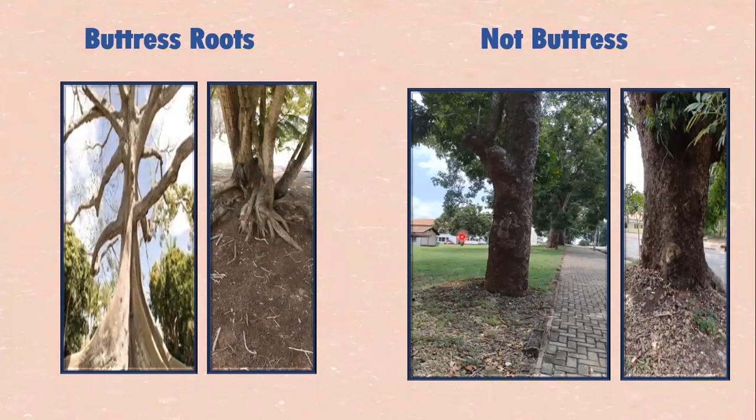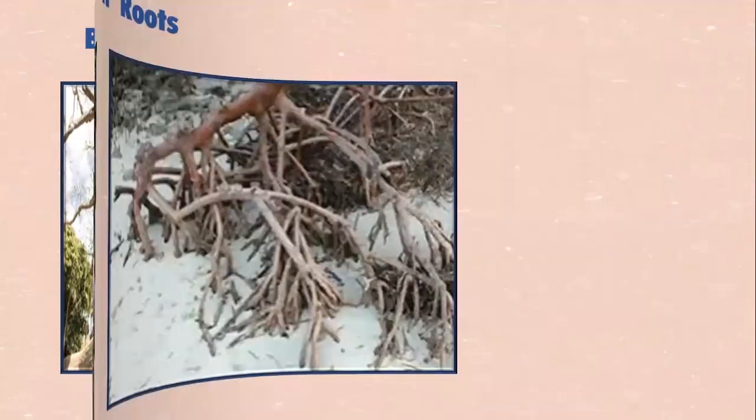But look at this big tree here. It doesn't have any buttress roots, meaning that the taproot goes deep and strong to hold the trunk. Look at this one too. Very thick trunk and seemingly no buttress roots found because of the thick and large taproot deep down.